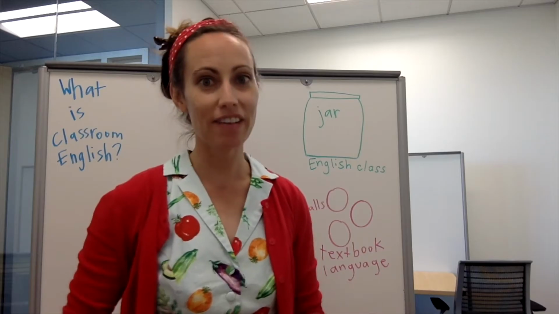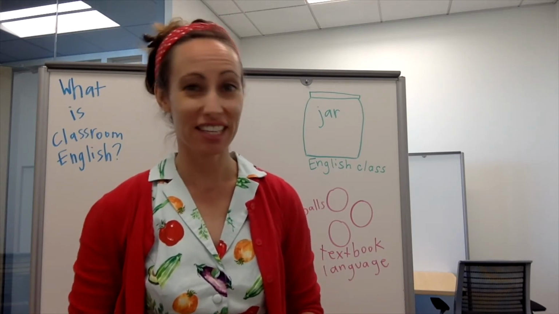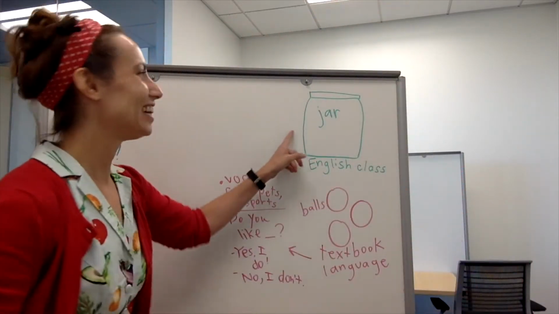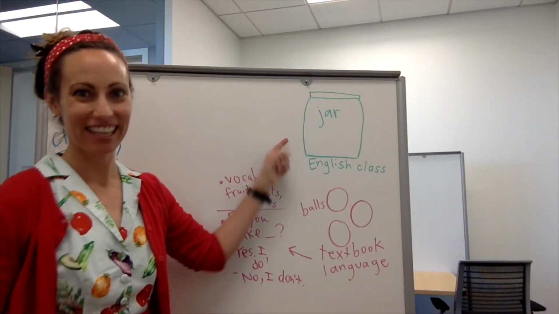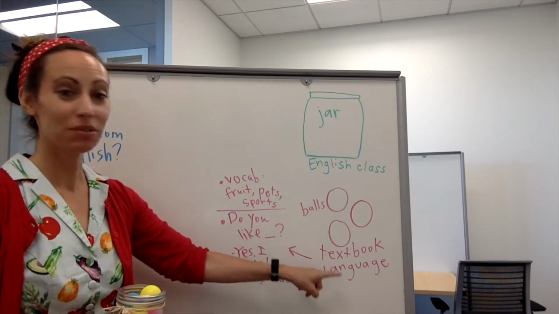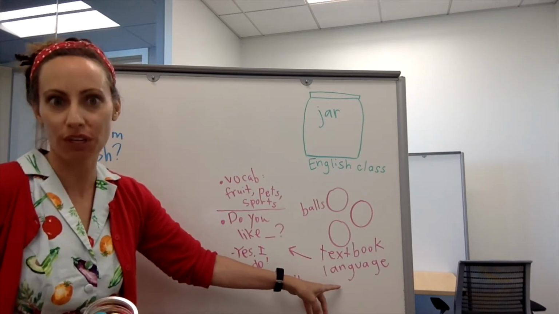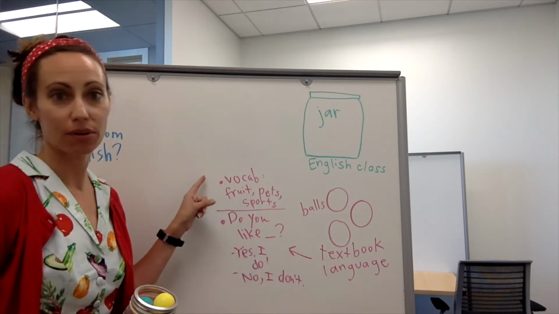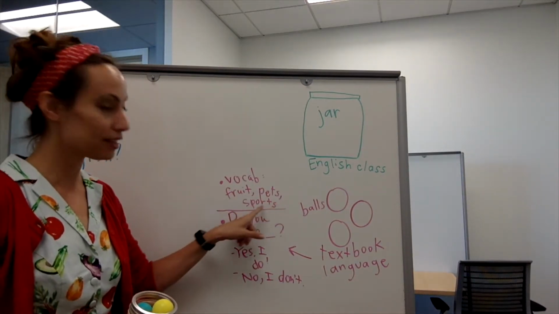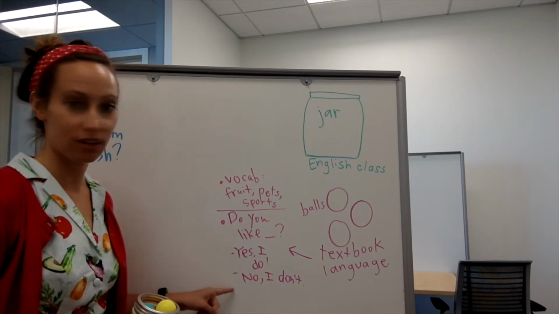So some people have asked me, what is classroom English? Well, here's an easy way to think about it. So the jar is your English class. The balls are textbook language, things that the textbook tells you to teach or the curriculum. Like, for example, in I think chapter 4 of Hi Friends, vocabulary is fruit, pets, and sports. The grammar is, do you like? Yes, I do. No, I don't.